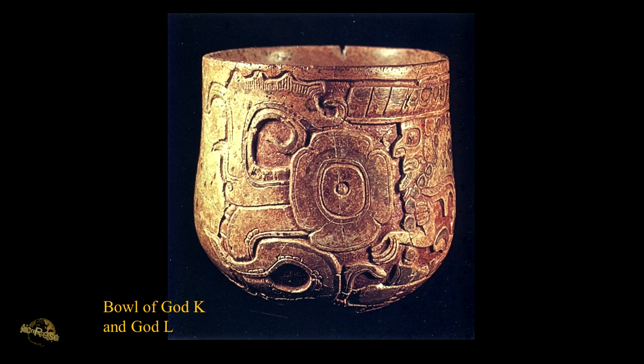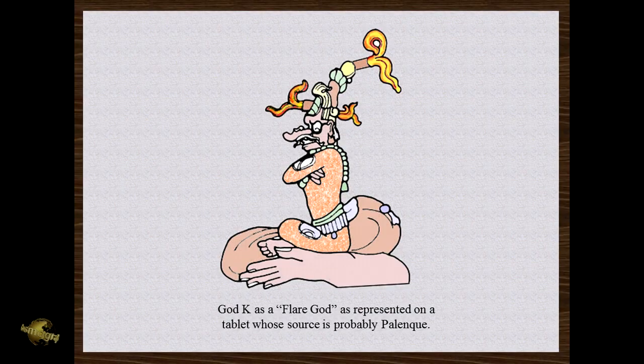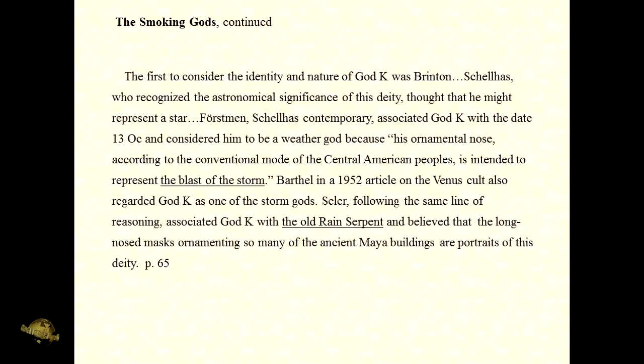Let me back up a little here. One reason I wanted to belabor some of the other symbolism from other sources was so that when we look at this, you'll see the obvious correlations and correspondences. Here we go. The first to consider the identity and nature of God K was Brinton. Now, these are all famous Mayanists. If you ever read any Mayan stuff, you'll encounter these names over and over.